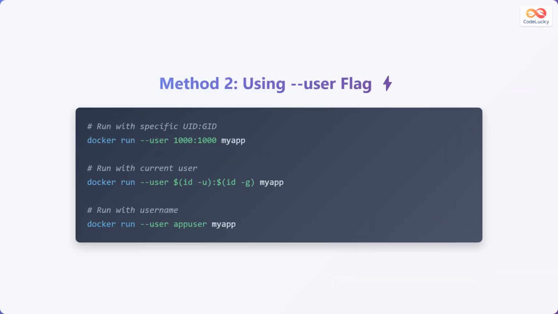Another way to run containers as a non-root user is by using the user flag with the docker run command. Here are a few examples. To run with a specific user identification and group identification, use the user flag followed by the user identification and group identification separated by a colon, then specify the application name. To run with the current user, use the user flag, followed by the result of the ID command to get the user identification and group identification, then specify the application name. To run with the username, use the user flag, followed by the username, then specify the application name.